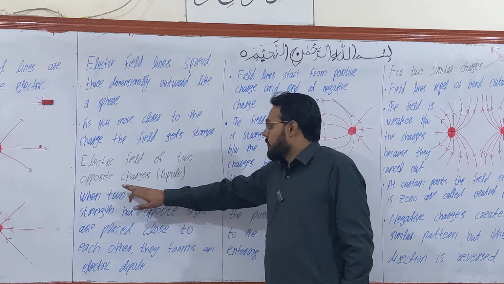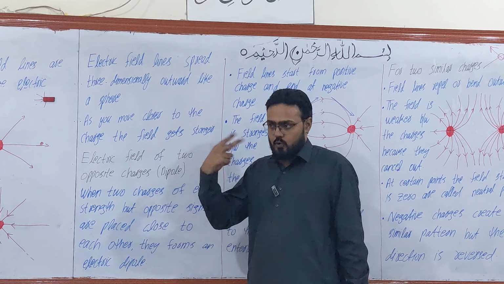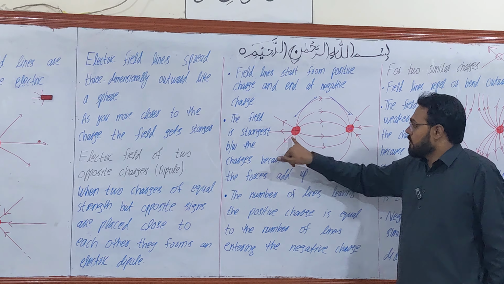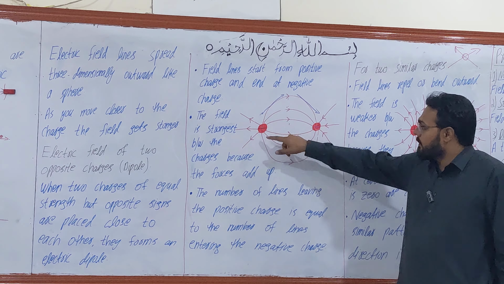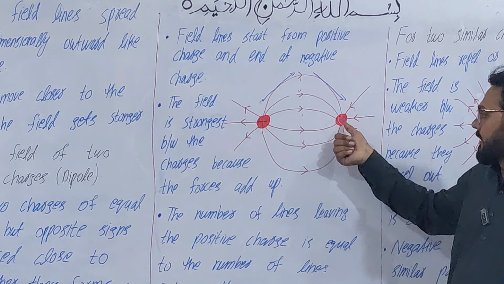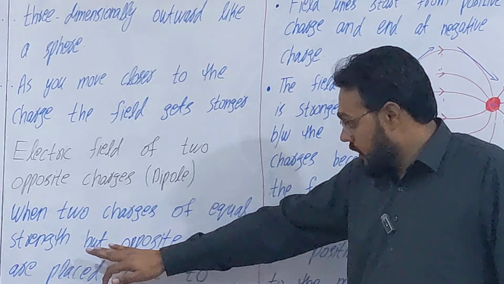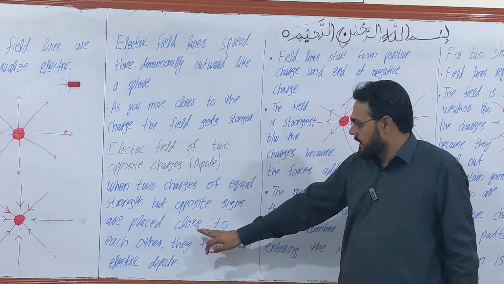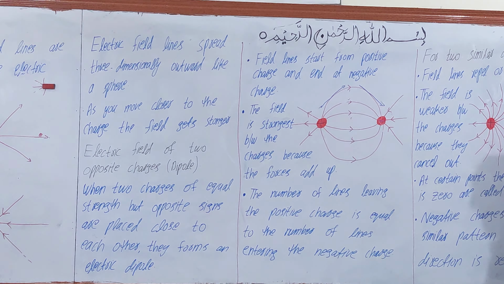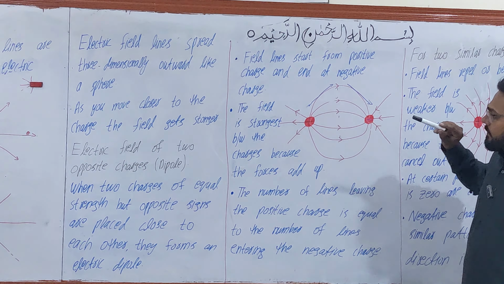Now, the electric field of two opposite charges is a dipole. Di means two, mono means one. Dipole means two charges of equal magnitude but having opposite signs, positive and negative, placed close to each other. Two charges of equal strength but opposite signs placed close to each other form an electric dipole. In an electric dipole, the field starts from the positive charge and ends at the negative.